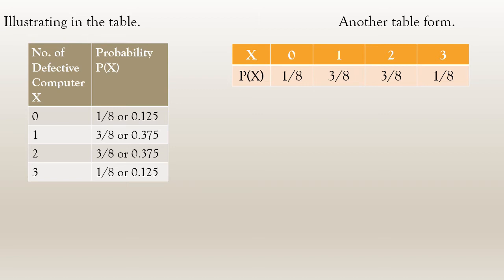Another table form or pwede rin natin isulat yung ating probability distribution ng ganitong way. So yung x natin nasa row 1, so x is 0, 1, 2, and 3. And then yung probability values niya nasa row 2, which is yung 0 natin, 1 over 8, yung 1, 3 over 8, and number 2 is 3 over 8, and then 3 is 1 over 8.